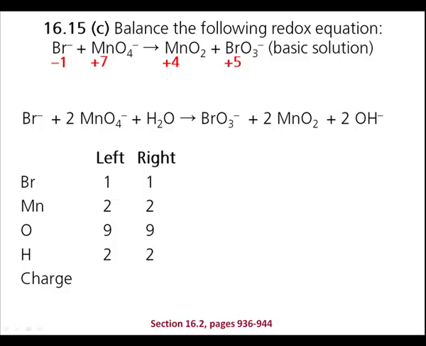And on the left, we've got a charge of -1 on the bromide and -2 on the permanganates for a total of -3. And on the right, we have a charge of -1 on the bromate and 2 negative on the hydroxides for a total of -3 as well. So this reaction is balanced.